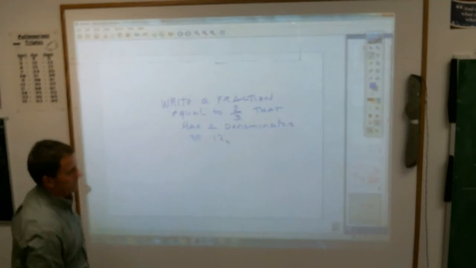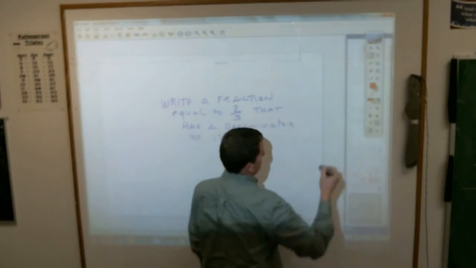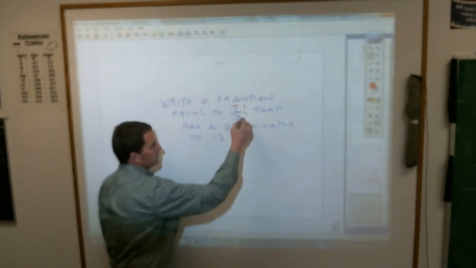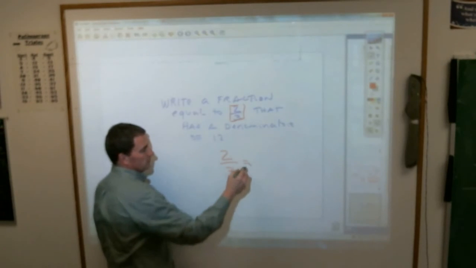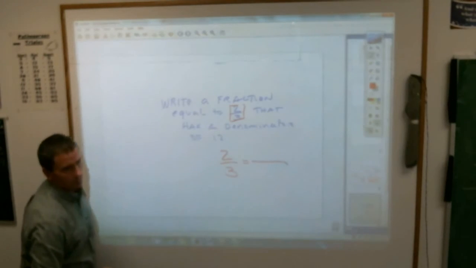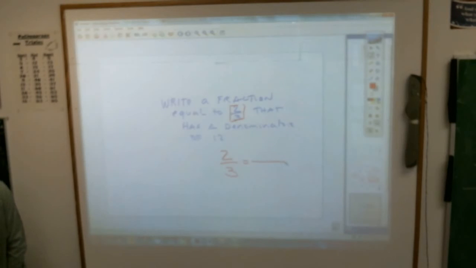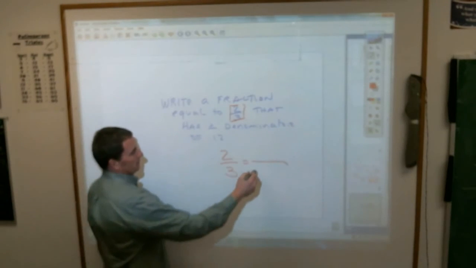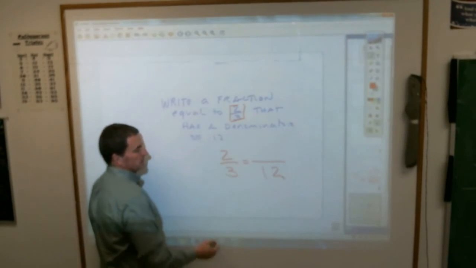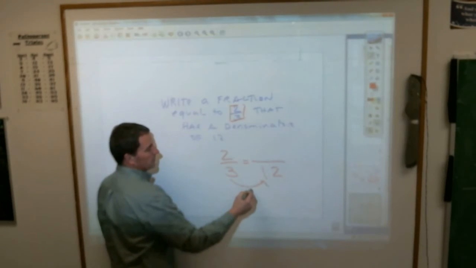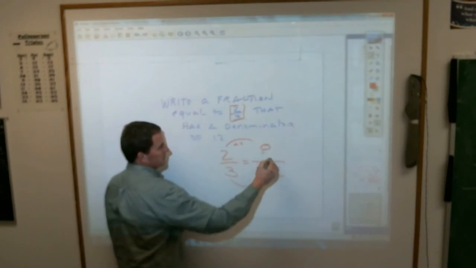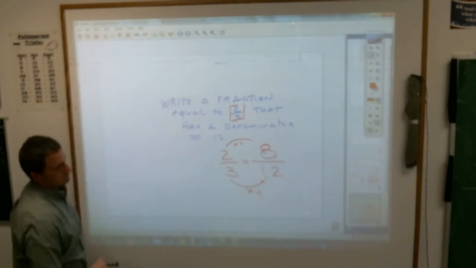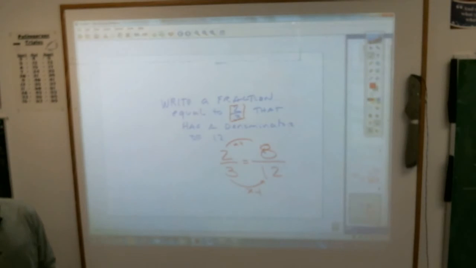Now, a lot of words there that end up being the same thing we just did. I want to make a fraction equal to 2/3, so I'm starting with 2/3. I want to make an equal fraction to it, and what do I know about that equal fraction? 12 has to be where? Top or bottom? Bottom, because that's the denominator. So it's just the same thing as the problem we just did. You go, okay, 3 times what is 12? 4. You multiply the 2 times 4, and you will get 8/12. 8/12 and 2/3 are exactly the same.